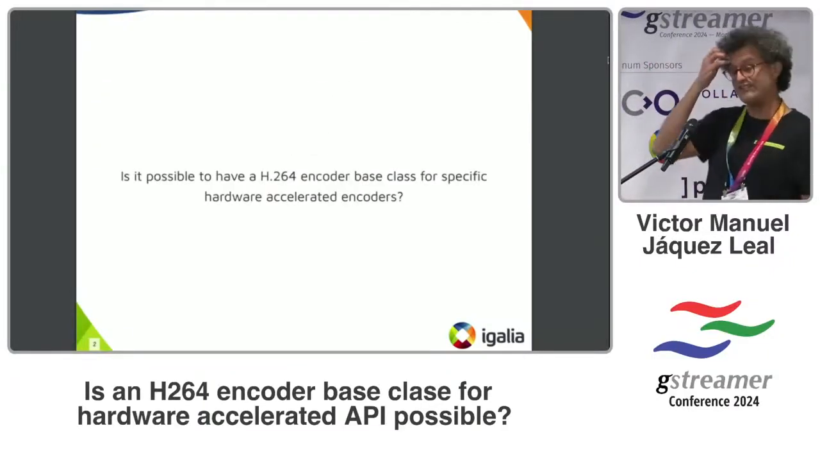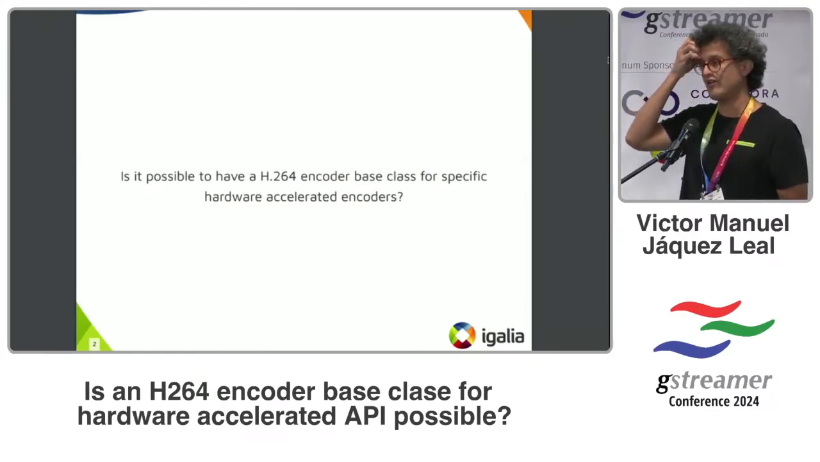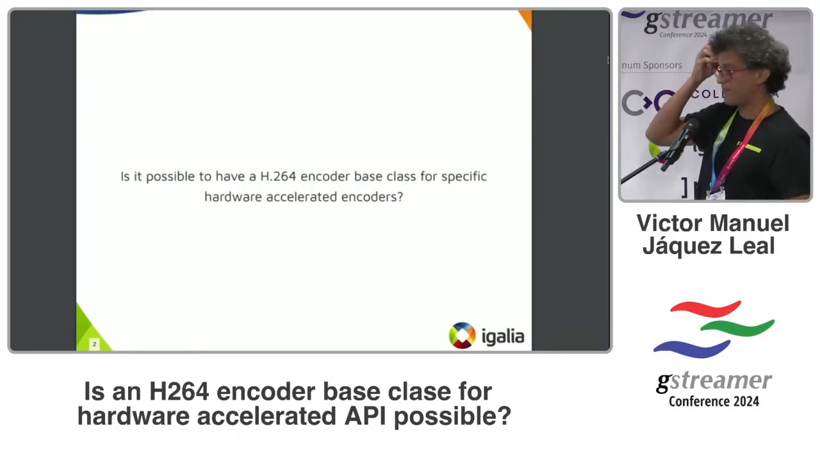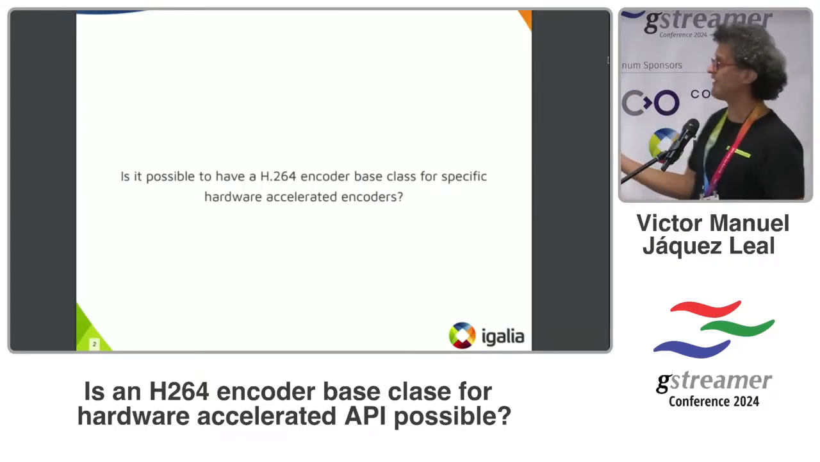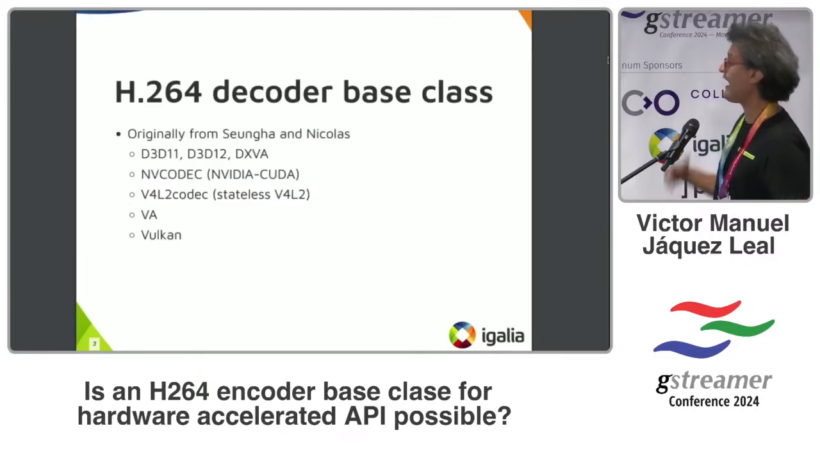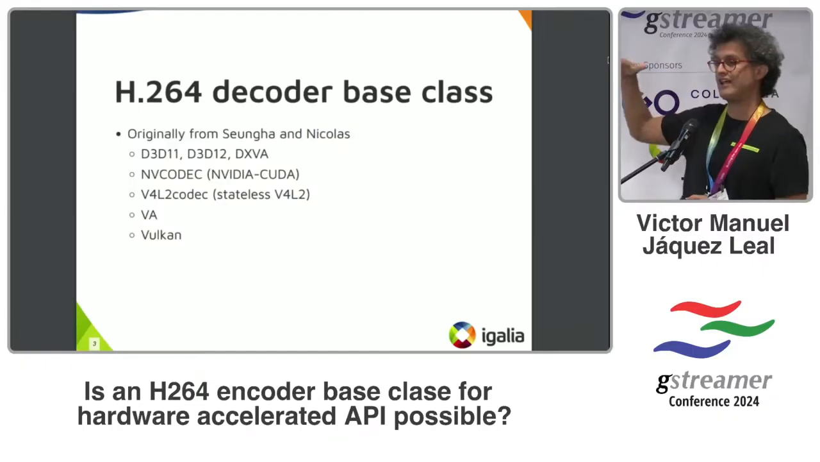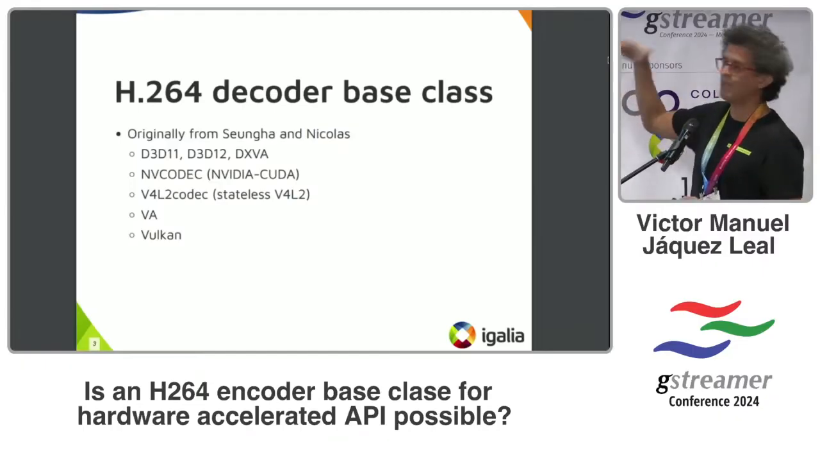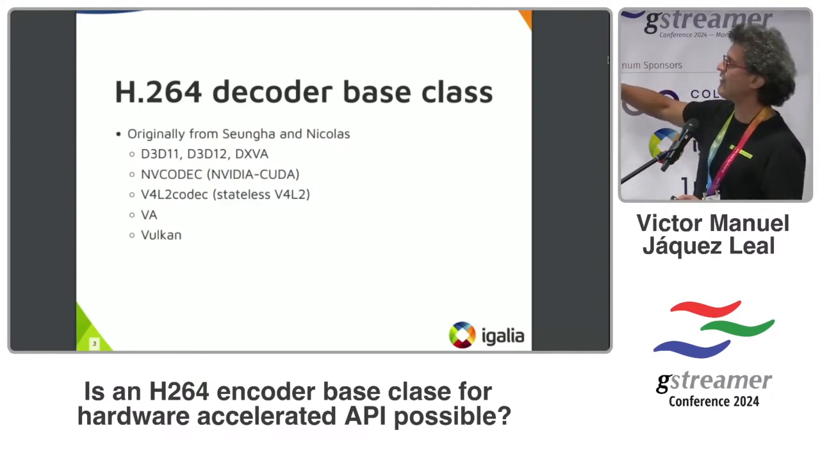Okay, this is part of the work that we have been doing for Vulkan, and now adding Vulkan encoders. So the question here is: is it possible to have a base class for encoders, or more specifically for the H264 encoder, to be used by hardware accelerated encoders? Nowadays we have the decoders. We have a base class for different codecs, and we have different implementations for that base class. These are the implementations we have, for example, for the H264 decoder base class.